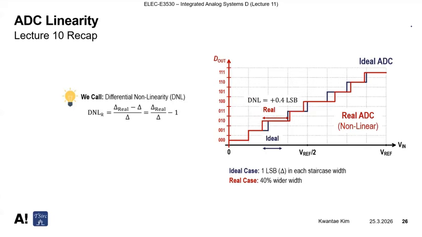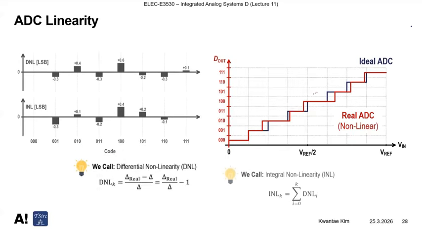For the next case, this is the ideal step width, but this is 40% wider. Then we call DNL plus 0.4 LSB. And in the next case, our real ADC's staircase width is 30% narrower. Then we call DNL minus 0.3 LSB. And you can calculate and so on and so forth.